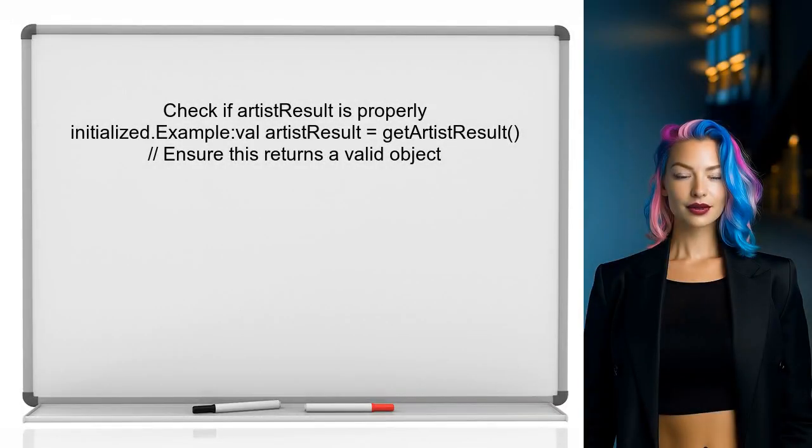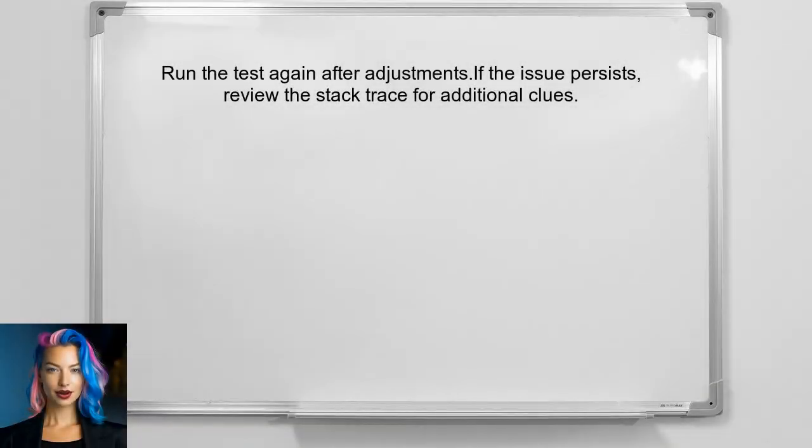Additionally, the user should check if the artist result object is properly initialized and contains the expected data. This will help avoid any null pointer exceptions. Finally, after making these adjustments, the user can run the test again to see if the issue is resolved. If the problem persists, reviewing the stack trace for additional clues may be helpful.